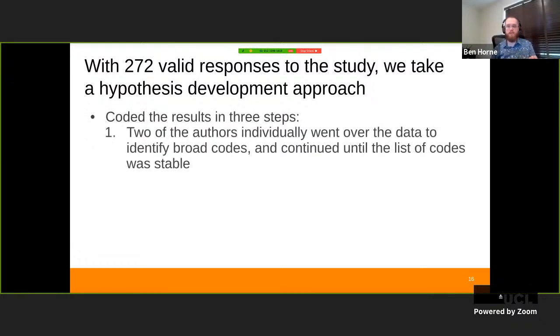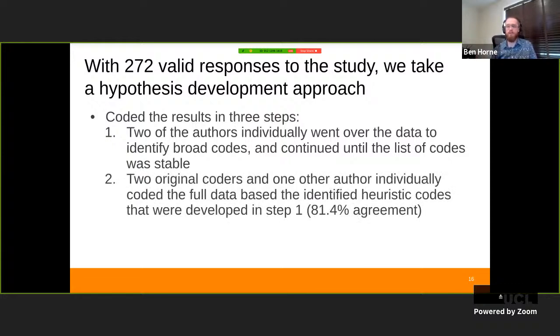This basically comes out in 3 different steps. First, 2 authors individually went over each of the data to identify these broad codes, and you basically continue until you get a stable set of codes. So there's no new categories that are being introduced. Then these 2 original coders and another author individually coded all of the data. So all 272 qualitative open-ended responses.